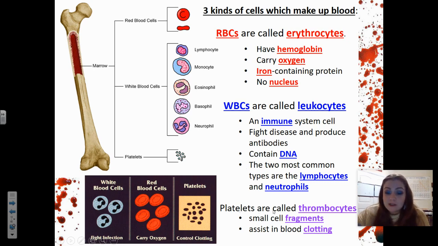And then lastly, there's platelets, also called thrombocytes. They are small cell fragments, so they're not even a full cell. They're cell fragments, and they're used to help blood clotting. So if you have a cut, they'd go and start doing their clotting thing, which is why you don't need that much of them in your blood.